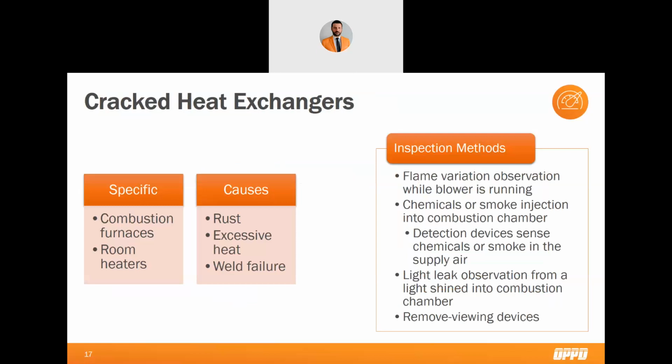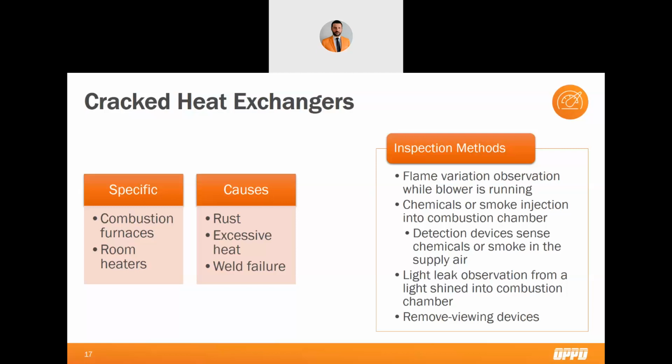Cracked heat exchangers are a significant safety problem but are specific to combustion furnaces and room heaters. A cracked heat exchanger can allow combustion gases to mix with the air in the home, posing a serious health risk. Heat exchangers can crack from rust, excessive heat, and even weld failure, to name a few.